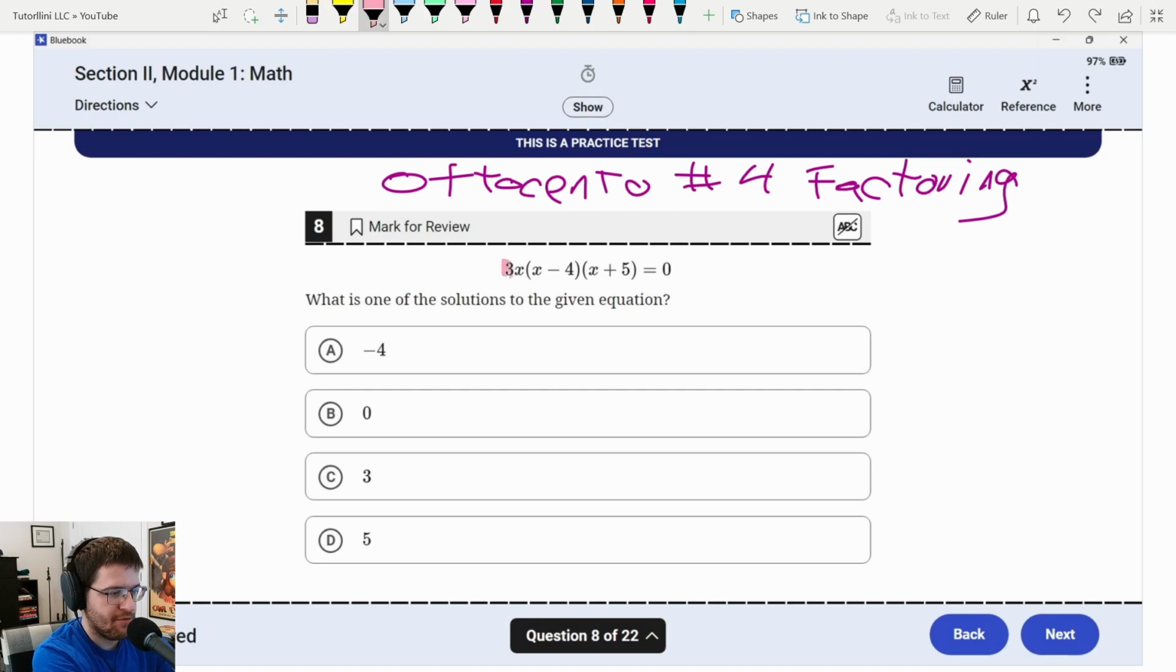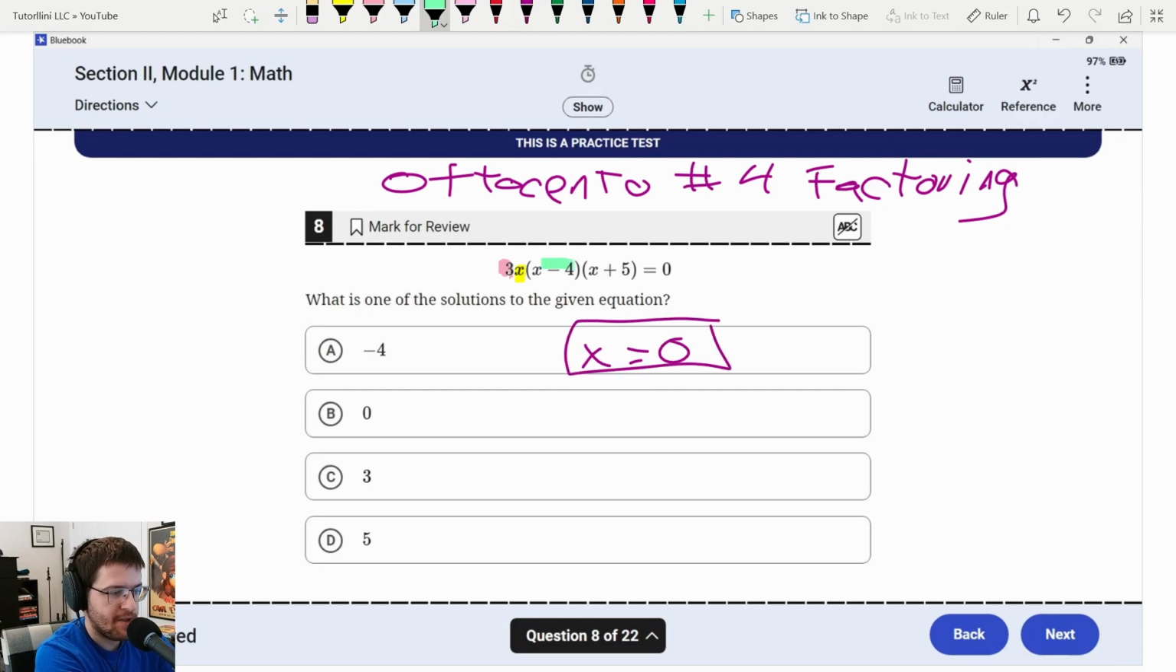First I see a 3. Can 3 ever be equal to 0? Well, the answer is no. 3 is just 3. It can never be equal to 0. Let's look at the next factor. X. Okay, x can be equal to 0. Okay, that's one of our solutions.